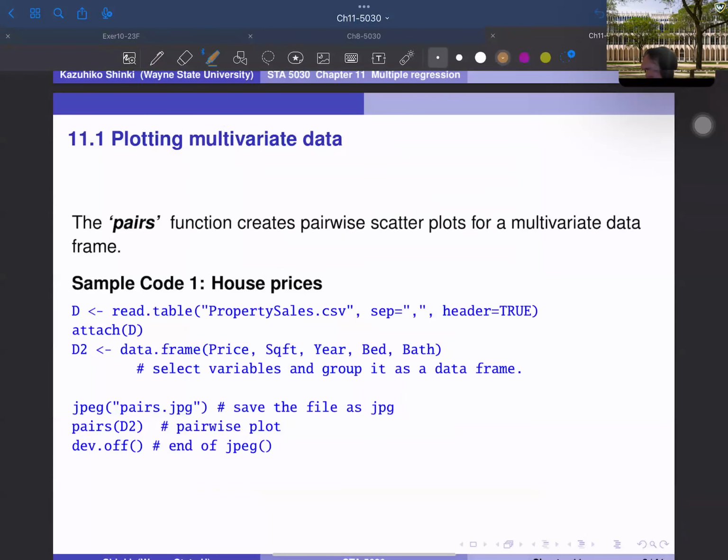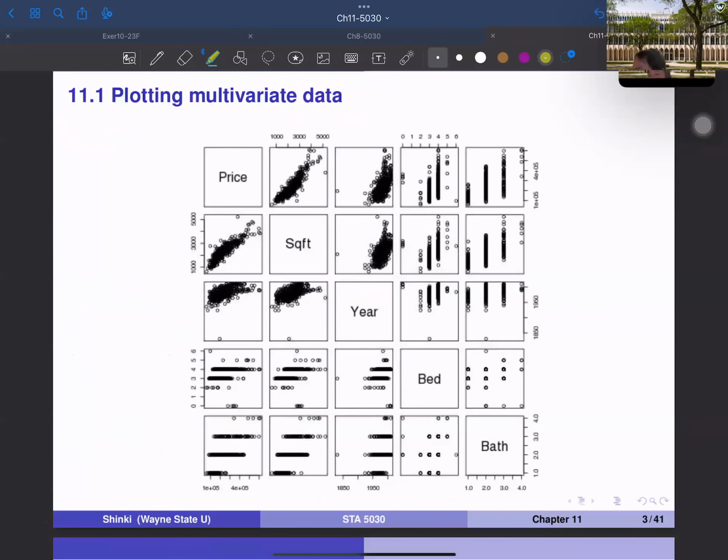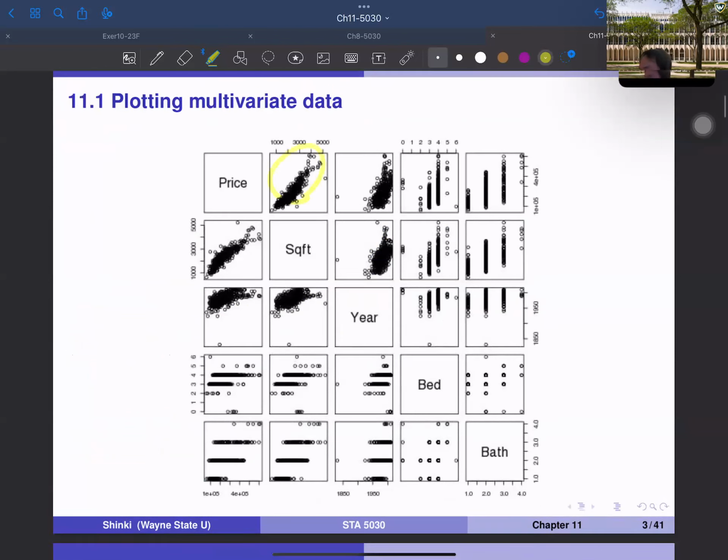This data set includes the price of houses, the square footage of houses, the year, the number of bedrooms, and the number of bathrooms. So we have 5 variables in this data set. And we want to see the relationship between each pair of variables. Then we can use the pairs function to make all the scatter plots. This is a little bit inefficient because this graph and this graph basically have the same information. But with multiple variables, basically we have a scatter plot for each pair.